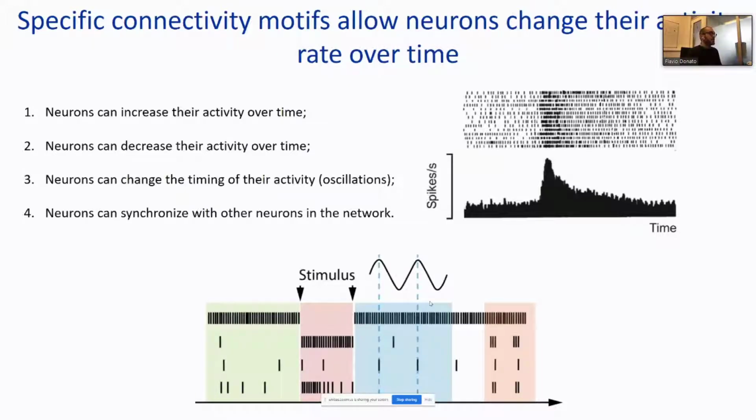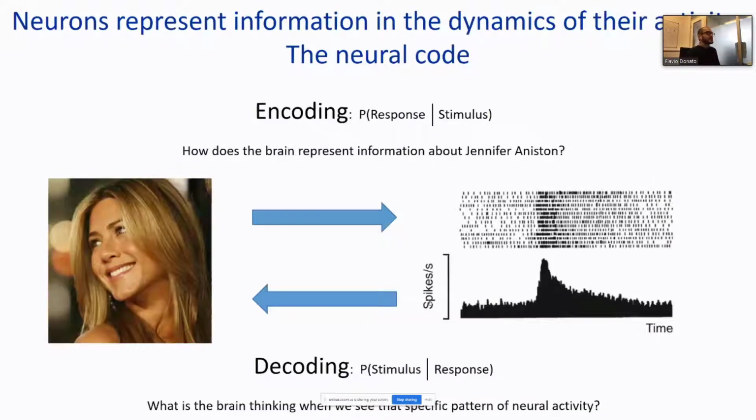The types of change that the neural code allows are increase of activity, decrease of activity, change in the timing of activity in relation to an underlying metric of the brain, which is the oscillation, and the synchronization of neurons with other neurons in the brain. Of course, this is not the only way in which activity dynamics change with time, but it's definitely some of the most important ones. And yesterday, in the end, we saw our Jennifer Aniston neuron.